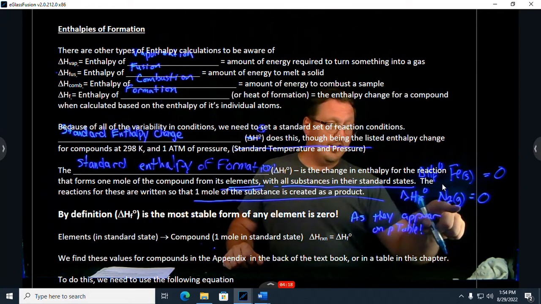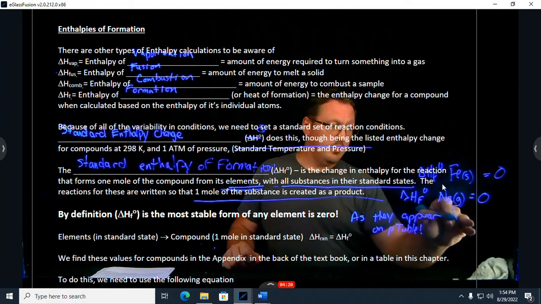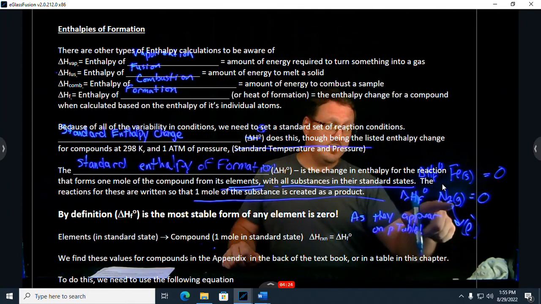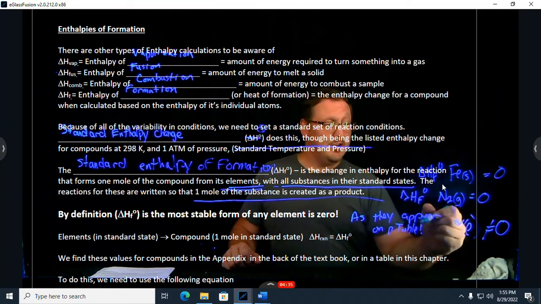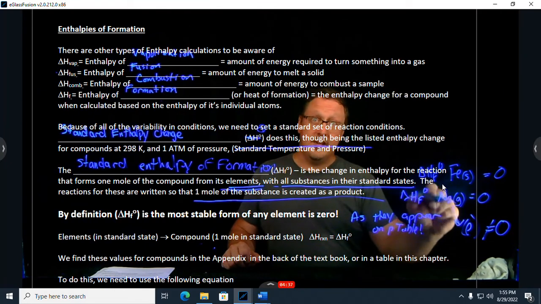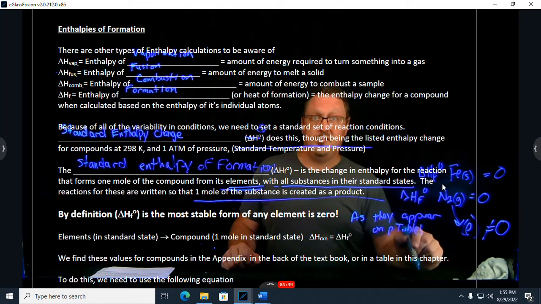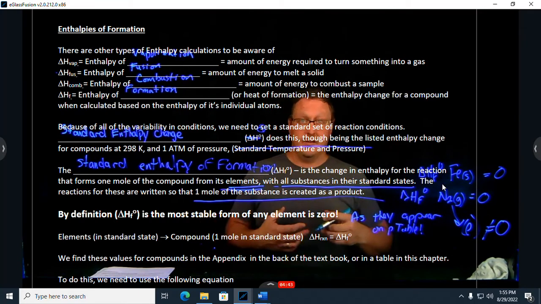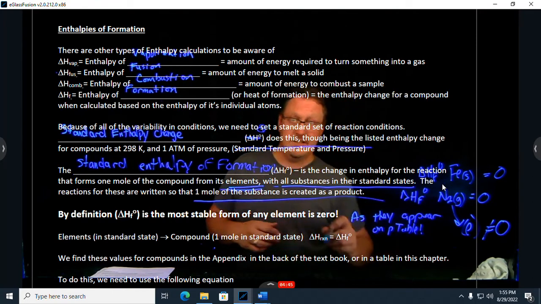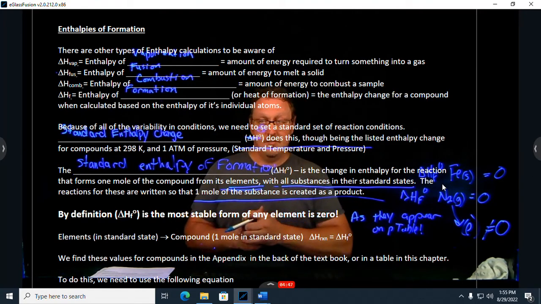Now, if I changed nitrogen to a liquid, well, that means that I had to change the amount of energy in that system considerably. I had to remove a whole bunch of energy to cool that nitrogen down to make it a liquid. And so it's no longer going to be 0. We'd actually have to look for that, and we'd have to account for that temperature change to get to those phases and those different temperature settings. That's all I'm looking at right here, so just pay attention to that, and you'll be good to go.